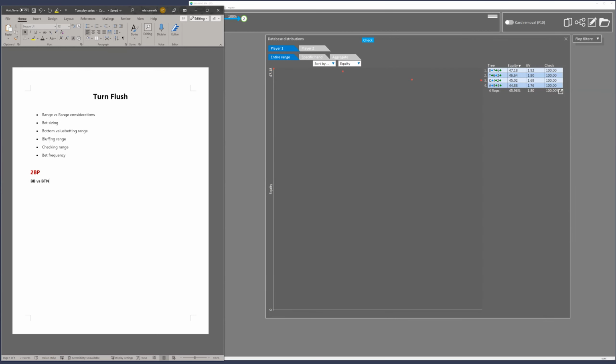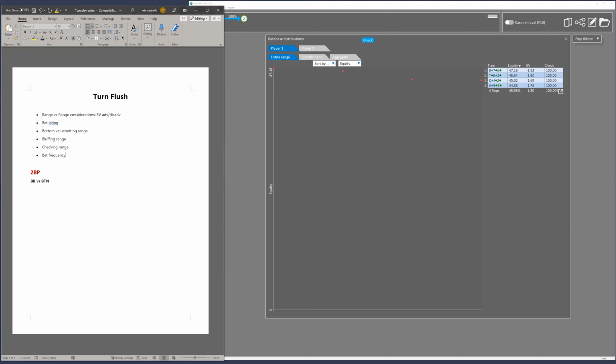So these are the notes I took. What do we want to look at? Range versus range considerations. Specifically, you can even say EV advantage or disadvantage. This is what I mean. And then bet sizing, which, I don't know why, but we will probably have some surprises today. And then how do we build the betting range?